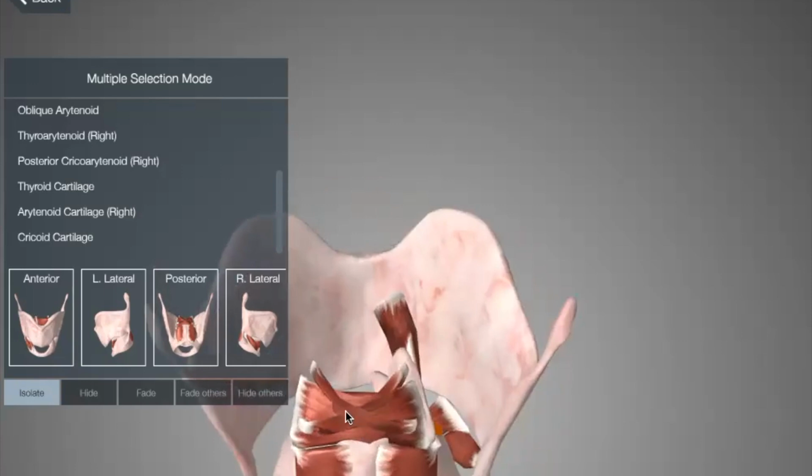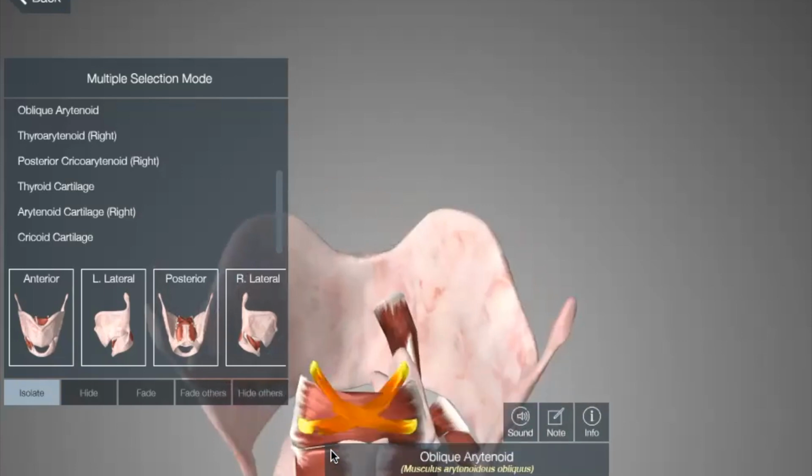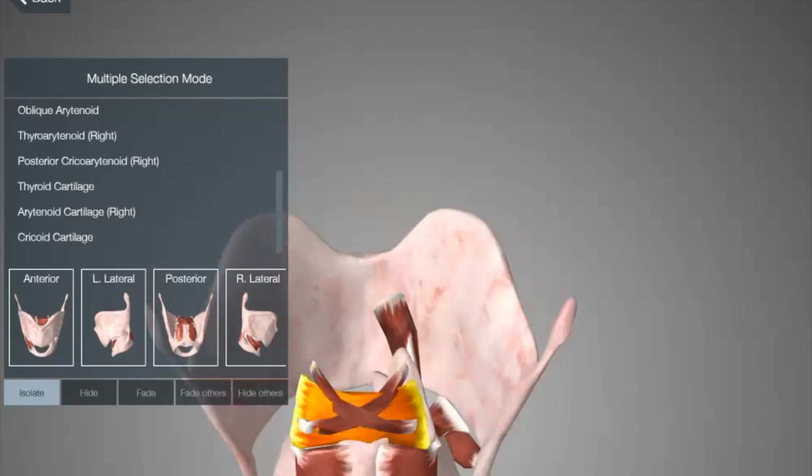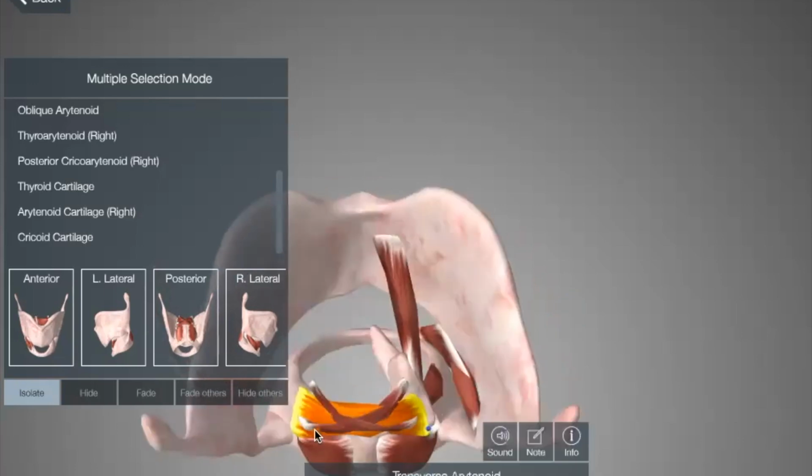What's left here? Transverse and oblique. This is the oblique and transverse. The transverse and the oblique arytenoids, these are the last muscles we're going to discuss. They adduct the arytenoid cartilages. If they contract, they cause the arytenoid cartilages to come together.